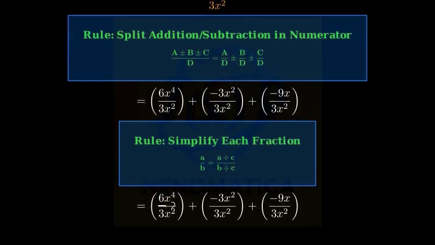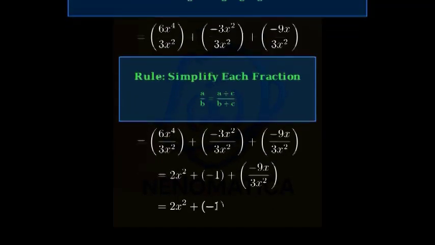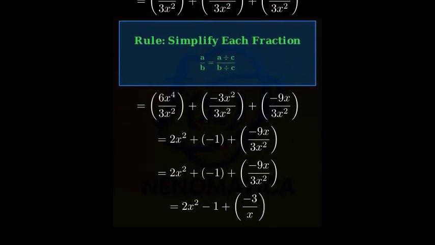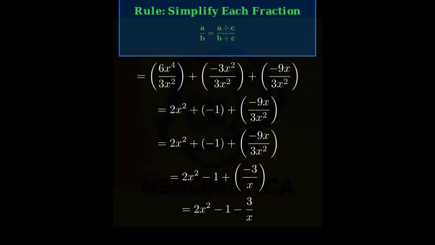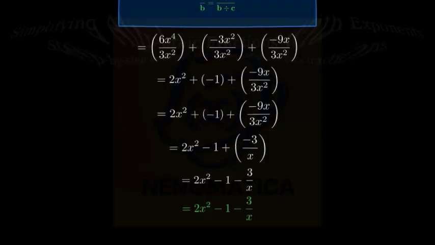For the first fraction, 6x to the fourth power divided by 3x squared, we divide both the numerator and denominator by 3x squared. For the third fraction, negative 9x divided by 3x squared, we can simplify to negative 3 divided by x. Therefore, our final answer for the second example is 2x squared minus 1 minus 3 over x.